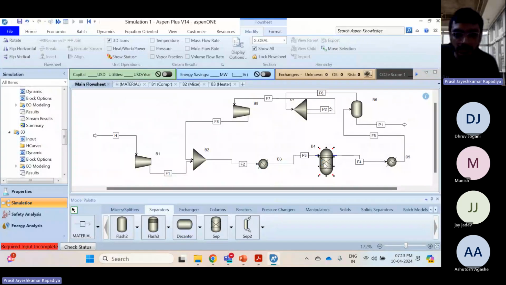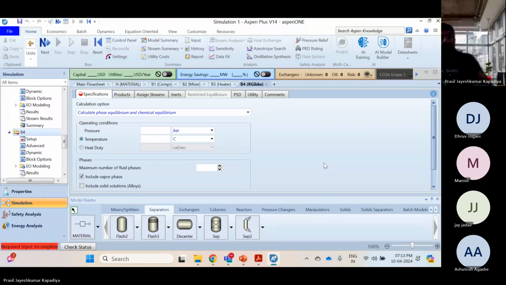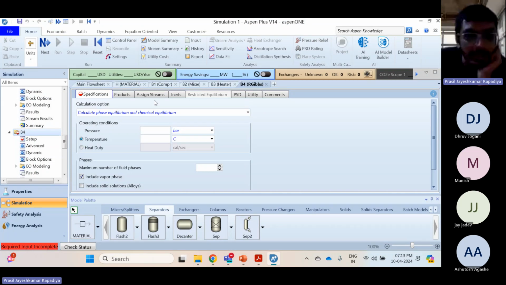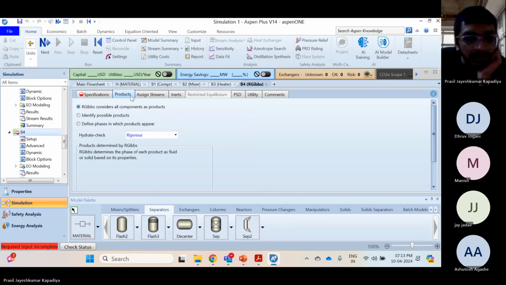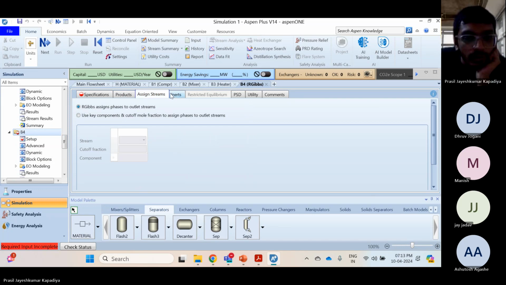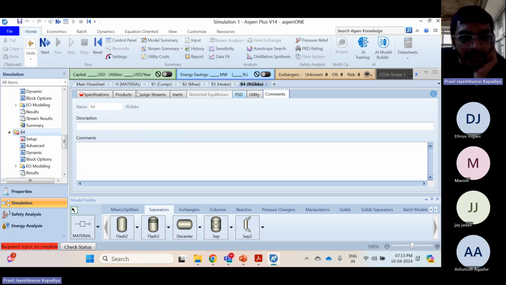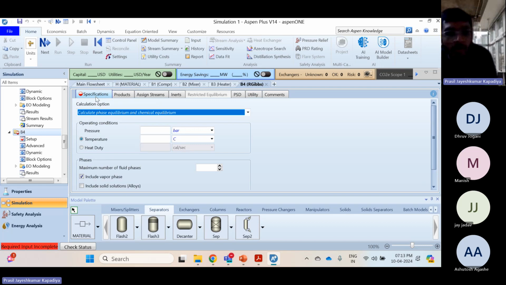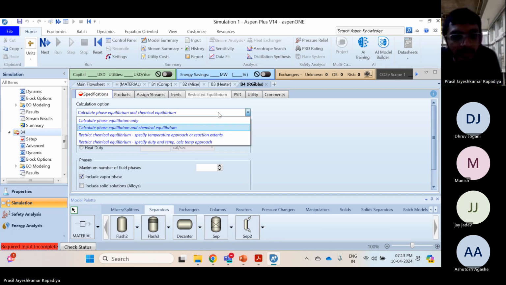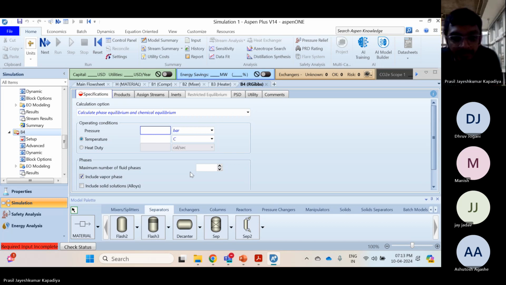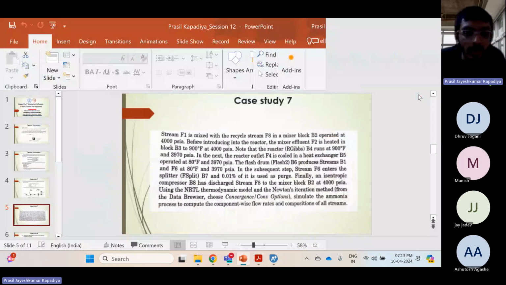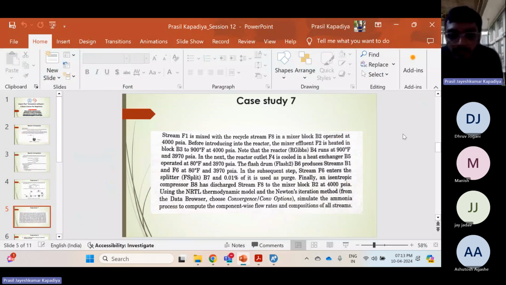Okay, now we are at the Gibbs model at the reactor part. So we don't need to add any reaction, right? Can you see any option of adding reactions here? I guess no. No reaction is given, right? Then how will it calculate the amount of ammonia?